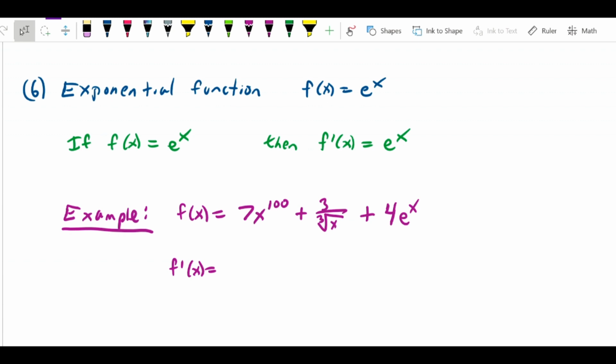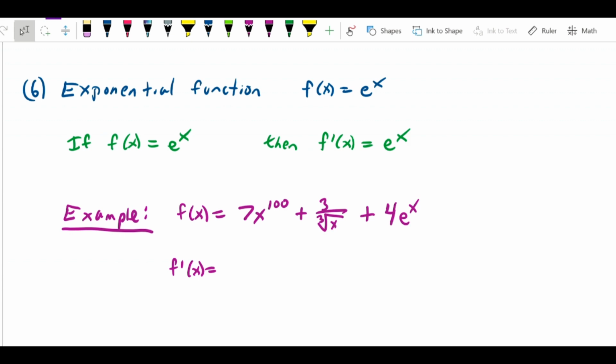The next rule is the rule covering the exponential function f of x equals e to the x. This is one of the nicest rules of all, and it's very simple. If f of x equals e to the x, then f prime of x equals e to the x. In other words, e to the x is its own derivative function. That's a really nice rule, and it also demonstrates how remarkable the number e is.